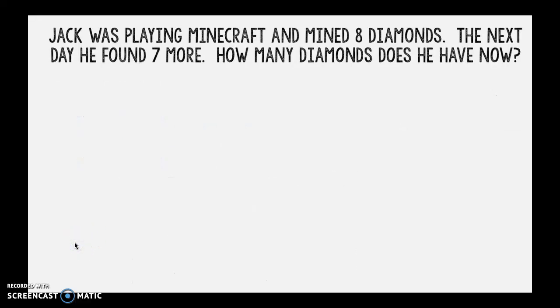All right. Erase your board if you didn't. Okay. Jack was playing Minecraft and mined 8 diamonds. The next day, he found 7 more. How many diamonds does he have now? Okay, I'm going to go ahead and draw my good picture, and you do it too. Jack was playing Minecraft and mined 8 diamonds. Go ahead and draw a picture of his 8 diamonds and press play when you're ready. The next day, he found 7 more. Go ahead and draw a picture to show your thinking on that.